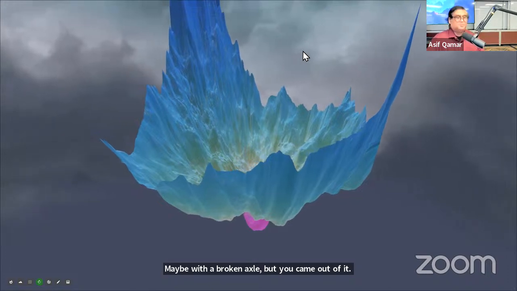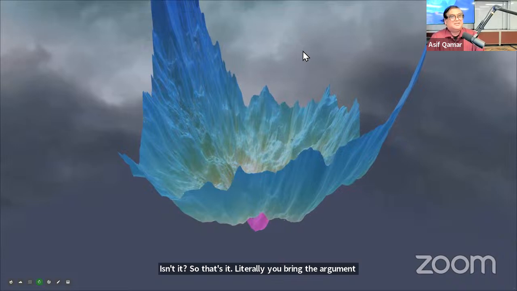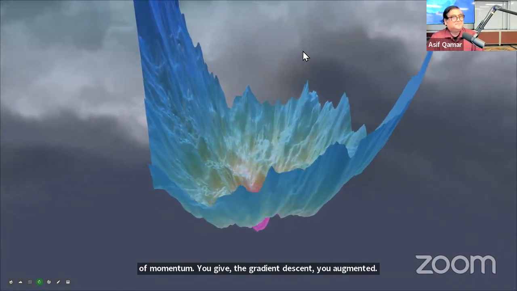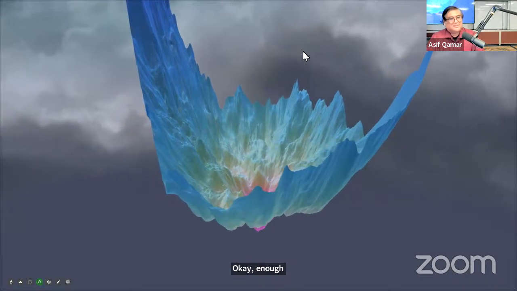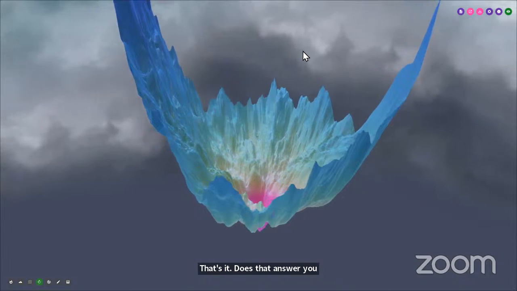So that's it. Literally, you bring the argument of momentum. You give the gradient descent, you augment it with enough momentum, mass, to the journey. That's it. Does that answer you? Yes, it does. Thank you so much, Asif.